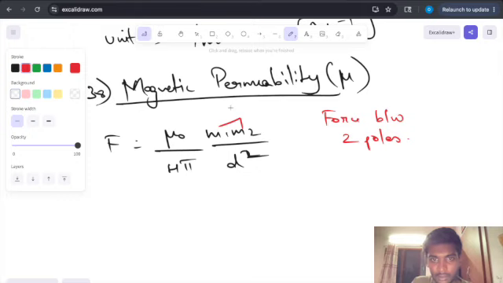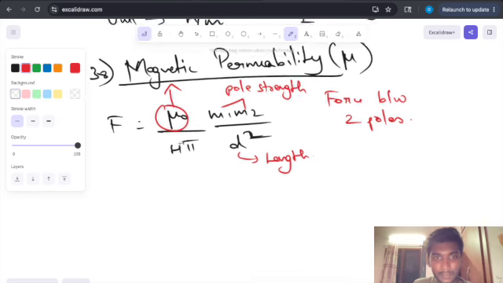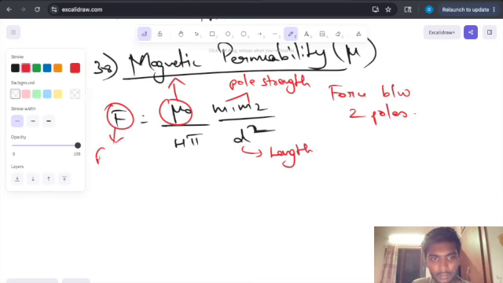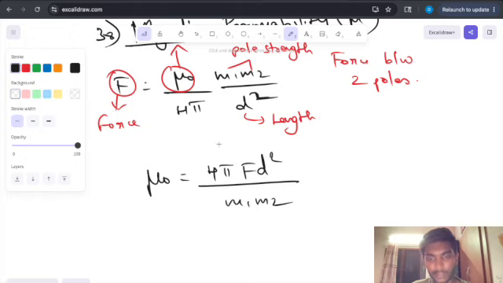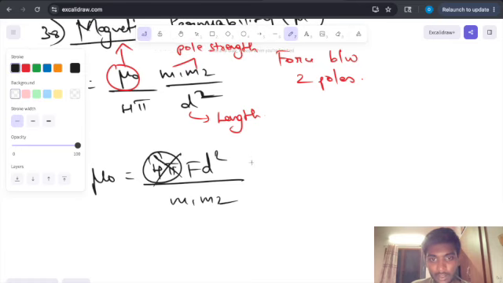So this is pole strength. This is some sort of length. And mu naught is what is known as magnetic permeability. This is force again. If I rearrange this formula, it's going to be 4 pi F d square by m1 m2. I know 4 pi is a constant, therefore I'm not going to consider this. Therefore, from this I'm going to write the dimension.